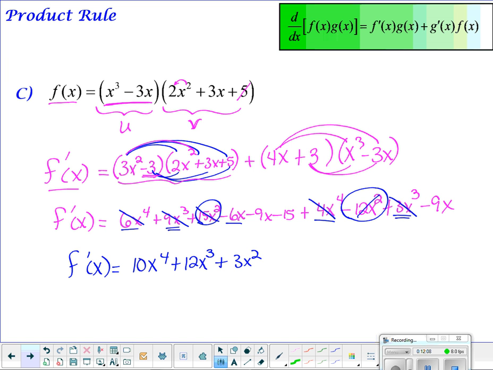X's, negative 6, negative 9, negative 9, so negative 18 minus 6, negative 24x. Done, done, done, and minus 15. There's our simplified answer.